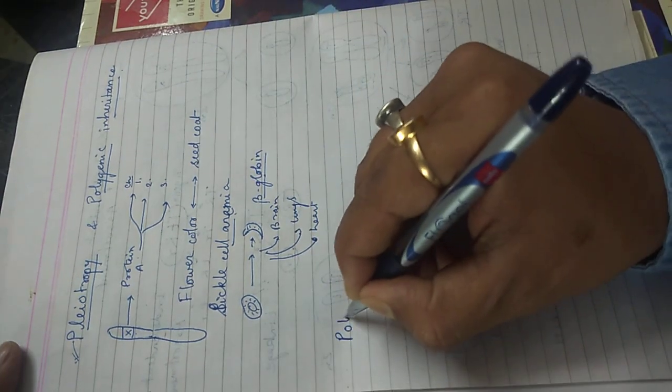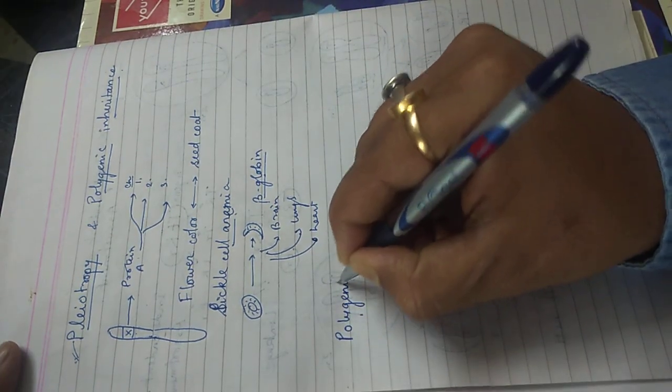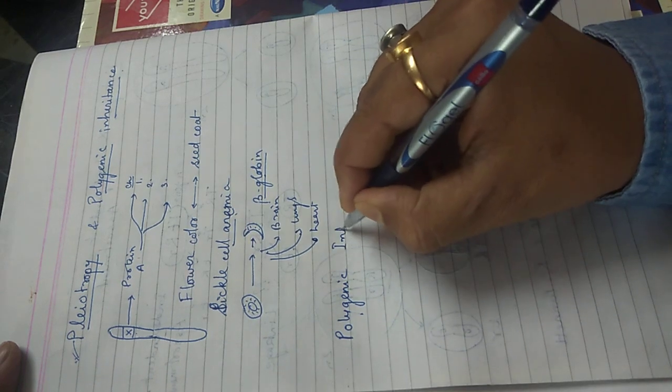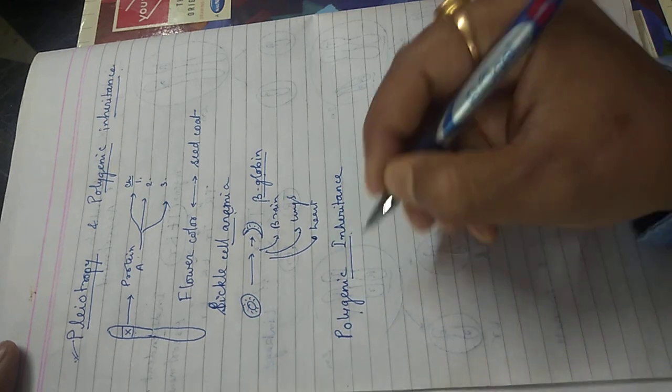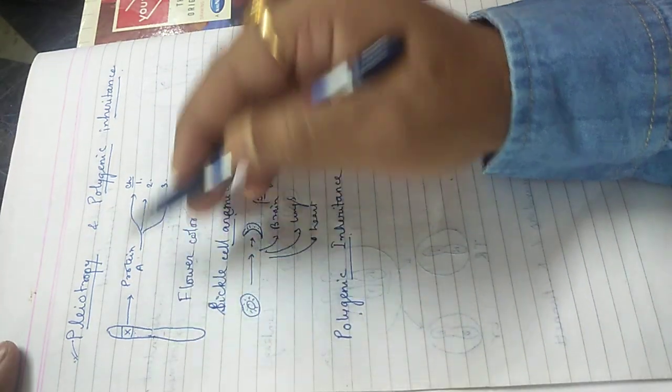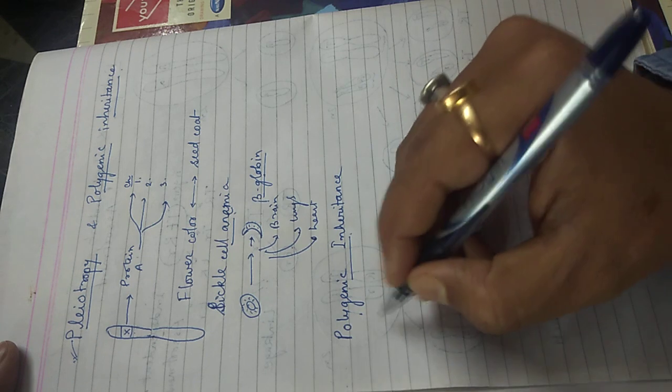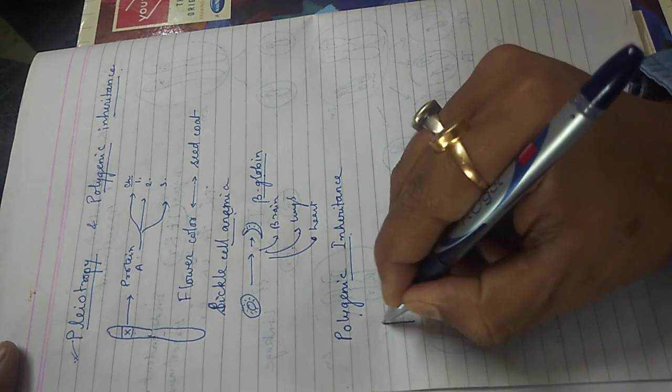Next we will discuss the concept of polygenic inheritance. Now polygenic inheritance means, here we have seen one gene controlling multiple characters. Polygenic inheritance means there will be multiple genes.